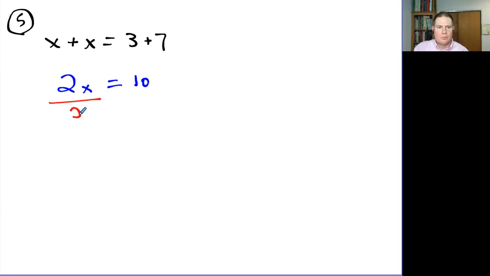And then I can divide both sides by 2. X times 2 divided by 2 gives me plain x. And 10 divided by 2 is 5, right? I combine these terms to get 10. I combine these terms to get 2x, and then I could put the new operation to both sides.